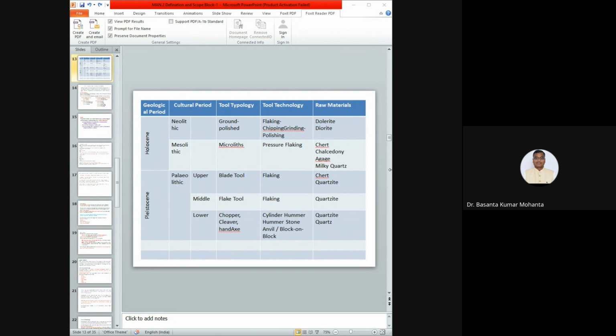In this context, Carl Butzer, for the first time, coined the term environmental archaeology and tried to study past human ecology, geoarchaeology and bioarchaeology, etc. So environmental archaeology basically studies the linkage and interconnection of human beings with their local environments.